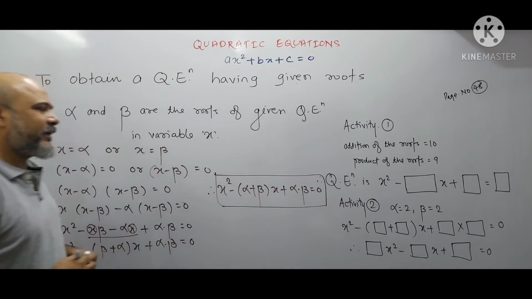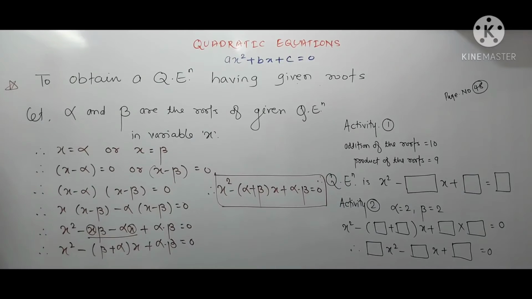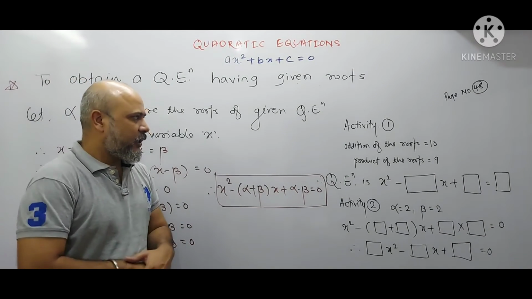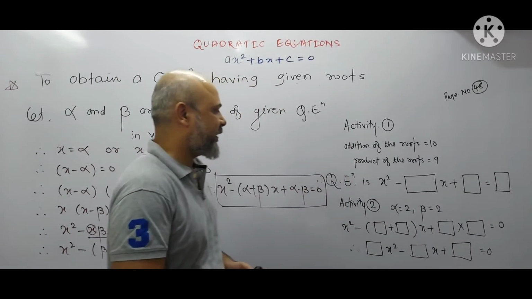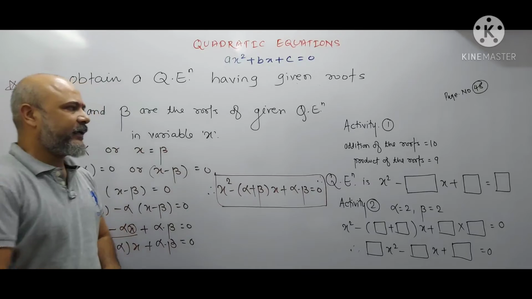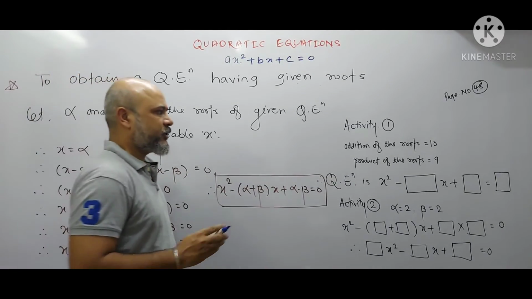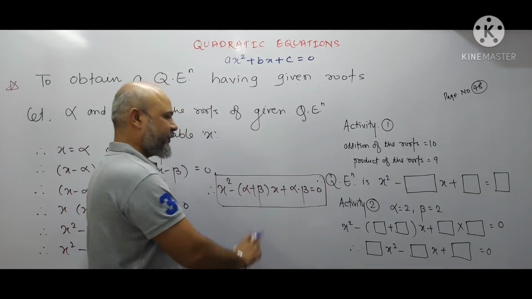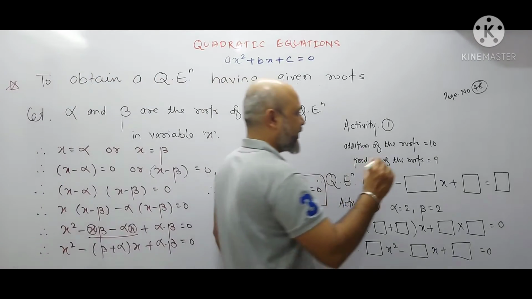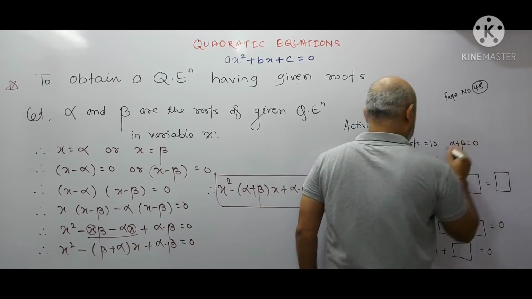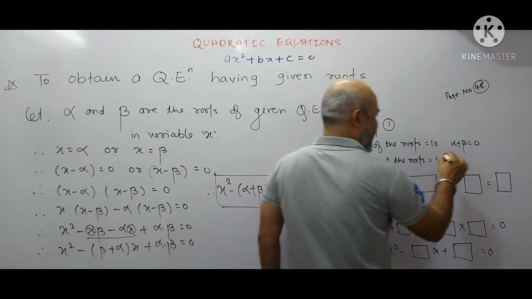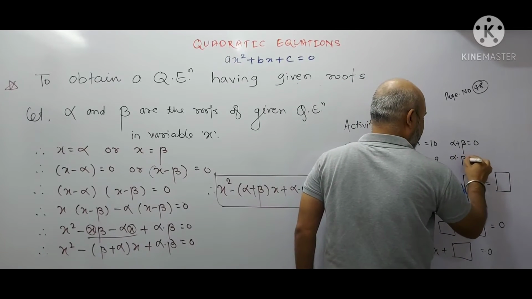When roots of the quadratic equations are given to you, you can easily find the quadratic equation. Now on page number 48, two activities are given. In the first activity, addition of the roots. Addition is what? That is alpha plus beta. So alpha plus beta is given 10. And product of the roots, that is alpha into beta, is equal to 9.